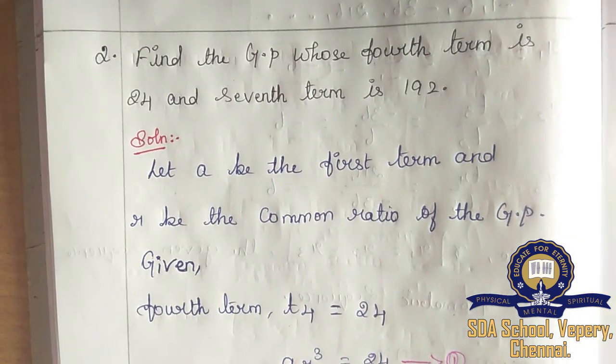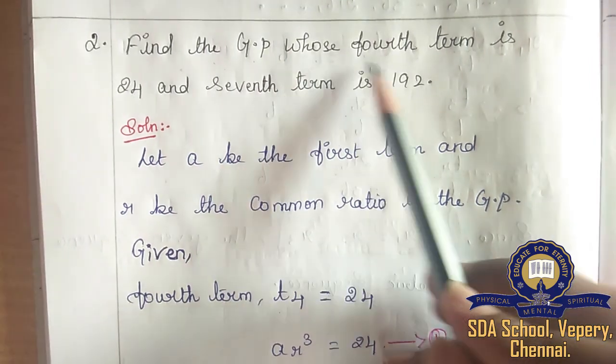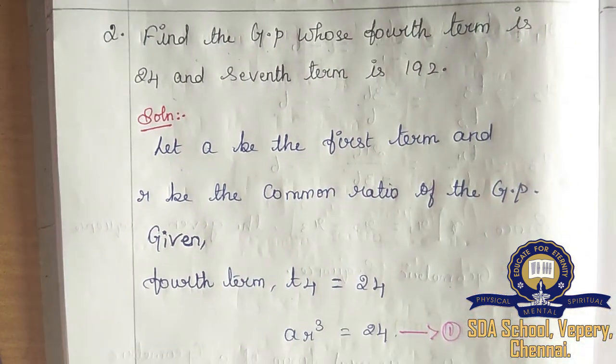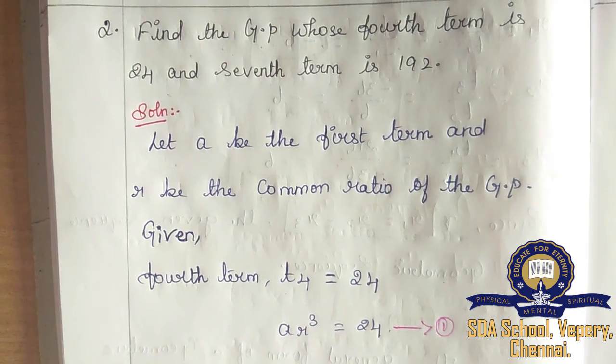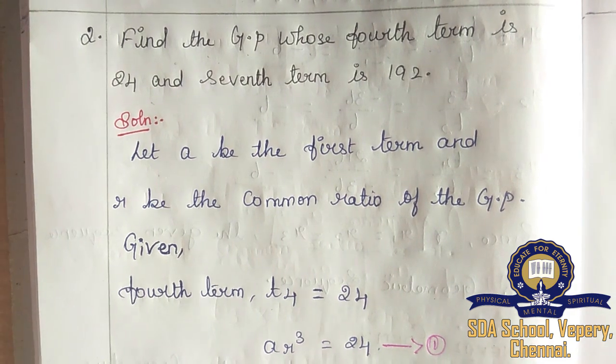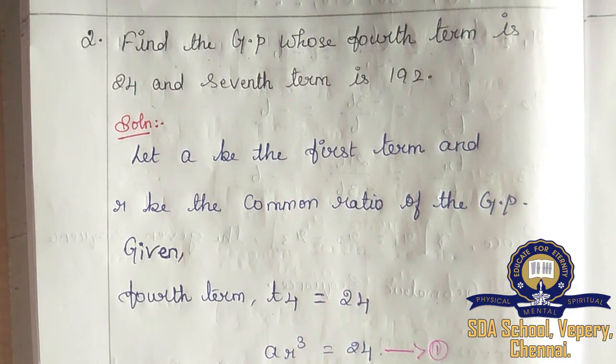Let's move on to the second problem, children. So what is the question here? Find the geometric progression whose fourth term is 24 and seventh term is 192. Okay, so here the given data are the fourth term of the geometric progression and the seventh term of a geometric progression. We just want to find how the sequence will be, right?